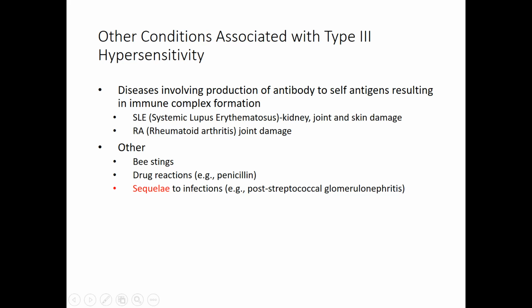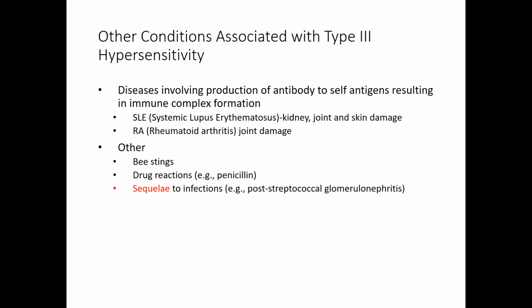Other kinds of type 3 hypersensitivity, things like a bee sting, that makes sense, just like an Arthus reaction or a serum sickness reaction. It's being injected with something from a foreign entity. Some drug reactions, things like penicillin, can also cause it. If you know someone like my dad who's allergic to penicillin-based drugs, that causes a type 3 hypersensitivity reaction.